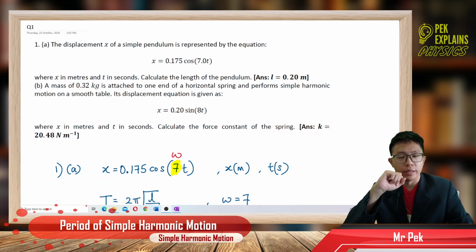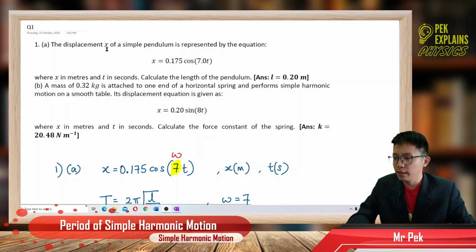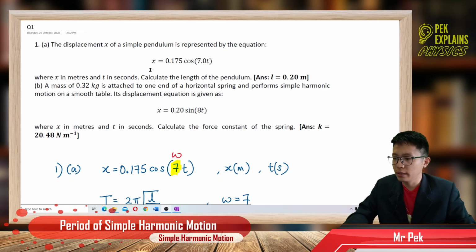Okay, now we are in the period of simple harmonic motion. The first question: the displacement x of a simple pendulum is represented by the equation x equals 0.175 cos 7t, where x is in meters and t is in seconds. Calculate the length of the pendulum.